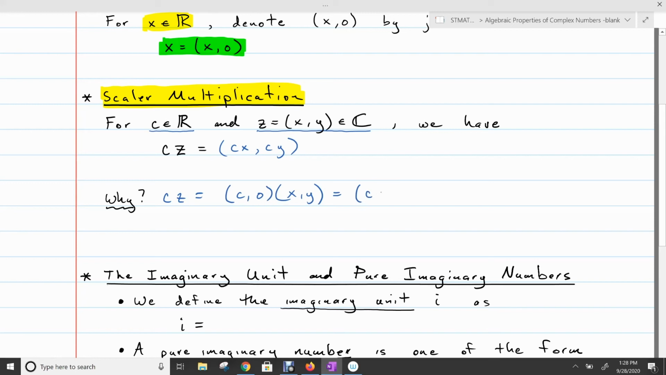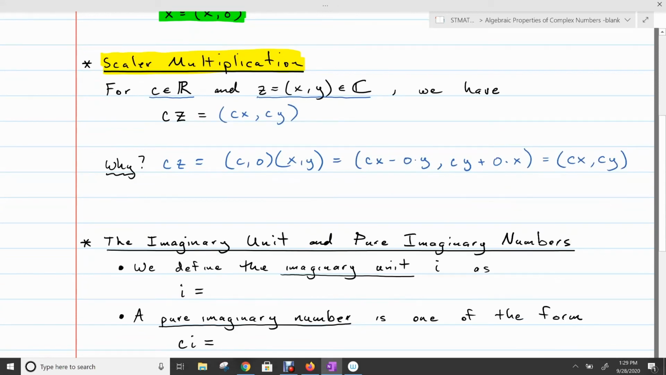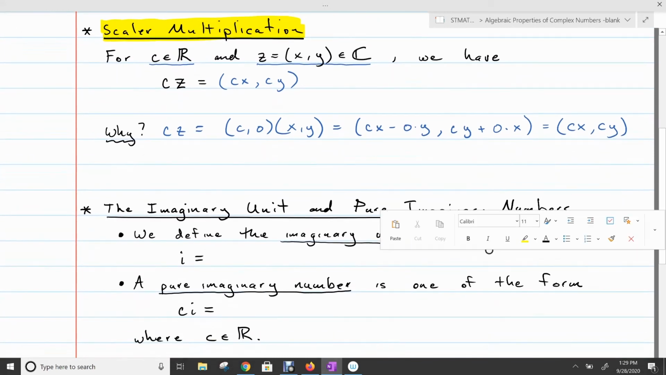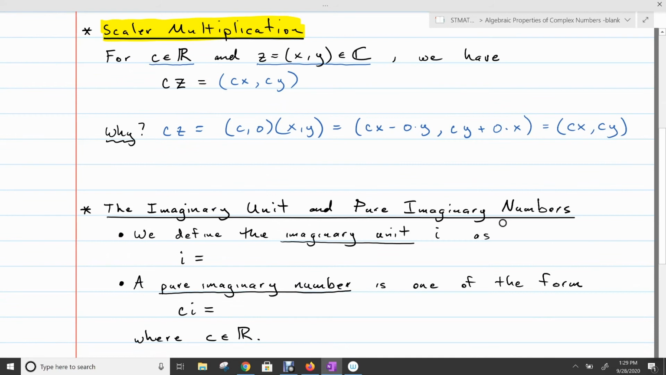You do c times x, so you multiply the first components, then you subtract, then you multiply the second components, so 0 times y, comma, then you multiply c times y, then you do plus the second component of the first ordered pair times the first component of the second ordered pair, which of course works out to just what we wanted, cx, cy. So scalar multiplication works just like it did in linear algebra class when you multiplied a vector times a scalar, which is good because we're going to start thinking about complex numbers as vectors in a little while.